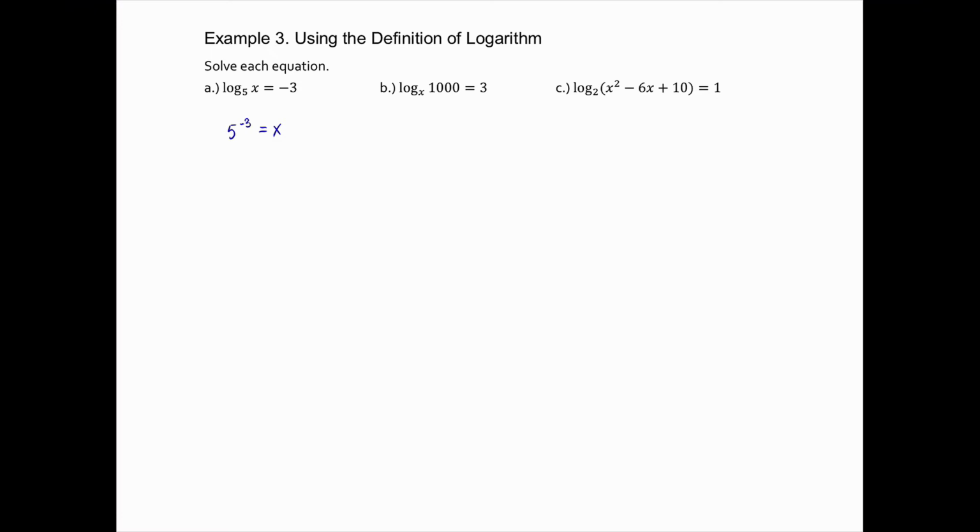And again, we've solved it already. x is equal to 5 to the negative 3. Of course, using properties of exponents, this is the same thing as 1 over 5 to the third, or x is equal to 1 over 125.